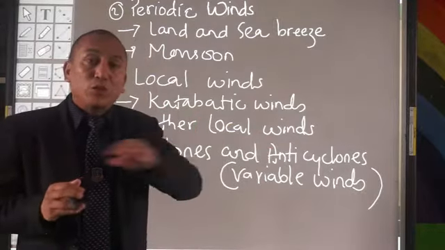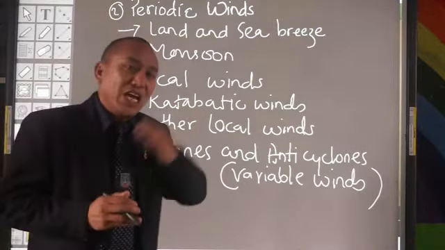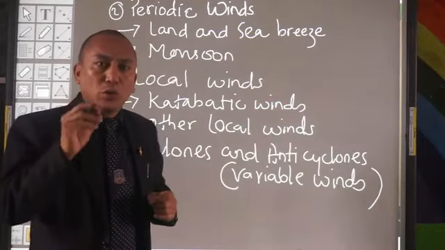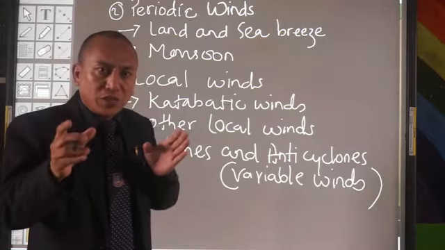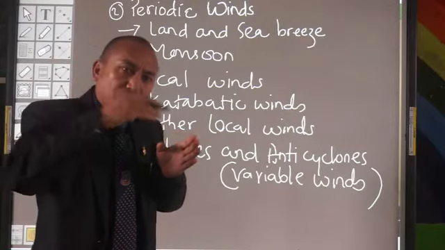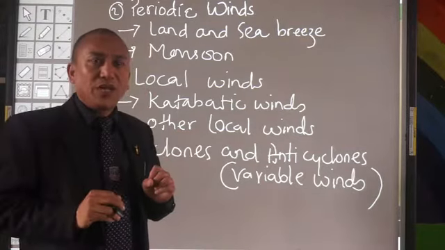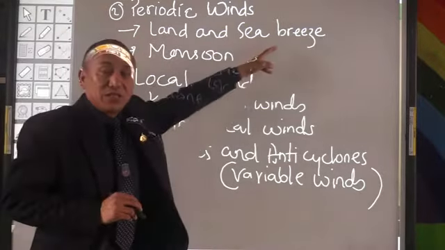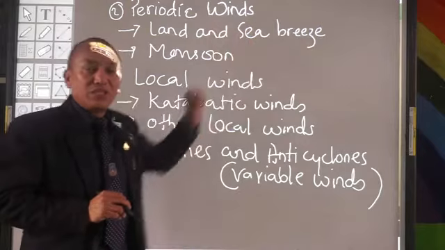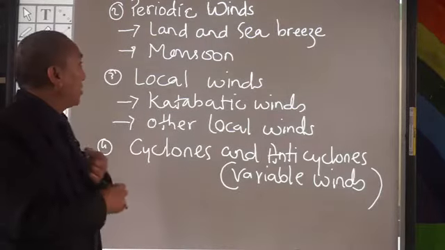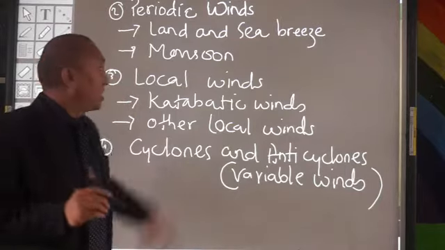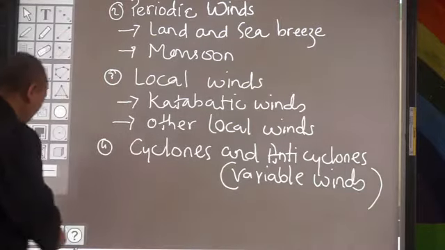The permanent winds are the ones which blow throughout the year in the same direction. But the periodic winds are those winds which blow in a particular direction for some time, and then they blow in the opposite direction for the other time. They are called the periodic winds. The examples we have are land and sea breeze, and the monsoons. So these two are the examples of the periodic winds, land and sea breeze and the monsoons.